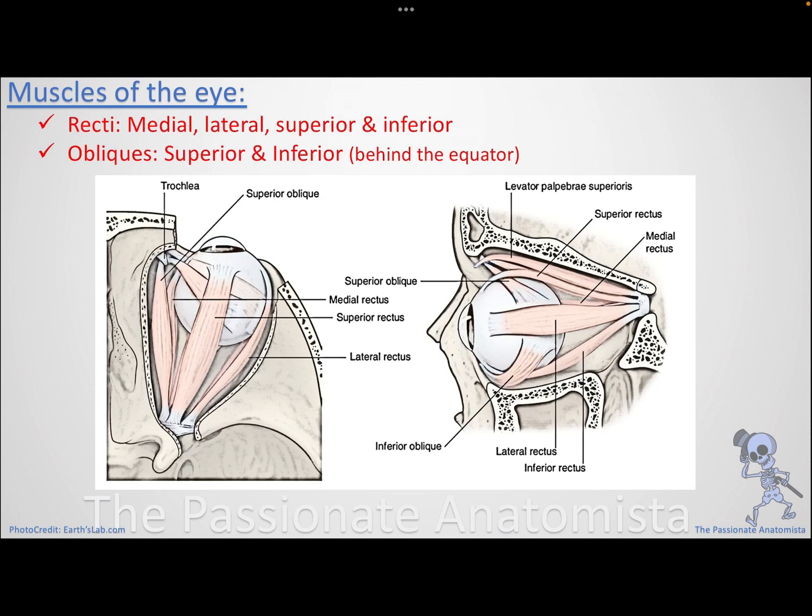Okay, so as for this slide, you guys need to know that we have 4 recti muscles. One superior, one inferior rectus, one medial and lateral recti, and we have only obliques, 2 superior and inferior. All of them are attached in front of the equator, so they will give you a function that makes sense. However, the obliques, they attach and insert behind the equator, so they will give you kind of reversed function, and we're going to talk about that as we proceed.